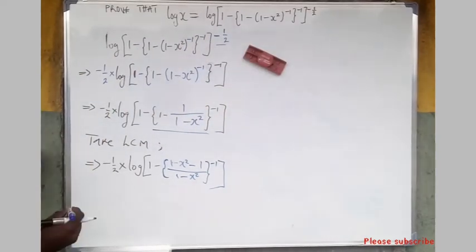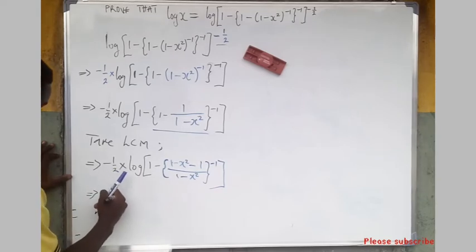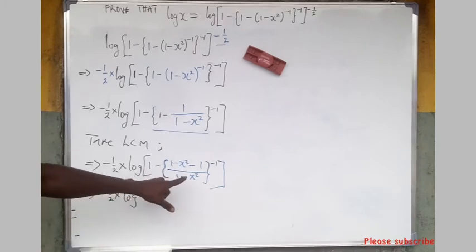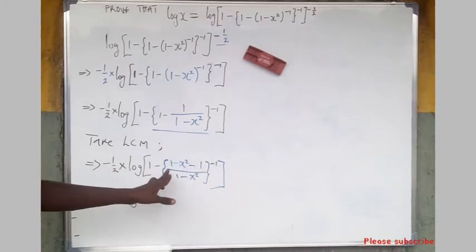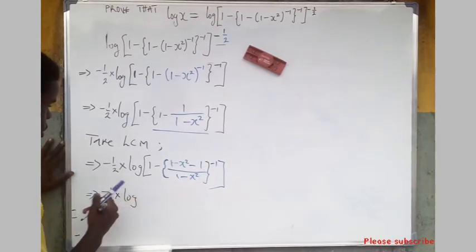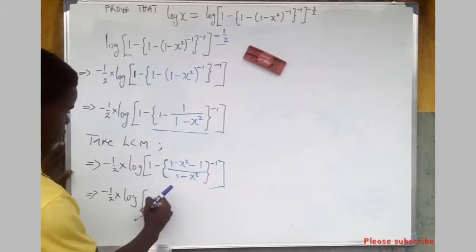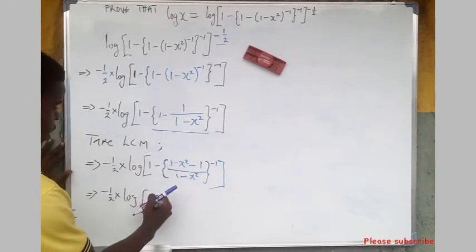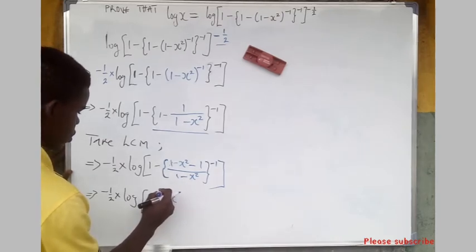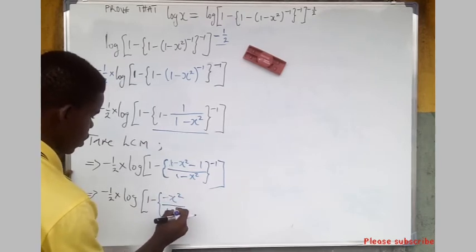The next step would imply that negative 1 over 2 times log of, now looking at this to a negative power, 1 minus 1 evaluates to 0, so we have negative x squared over 1 minus x squared.